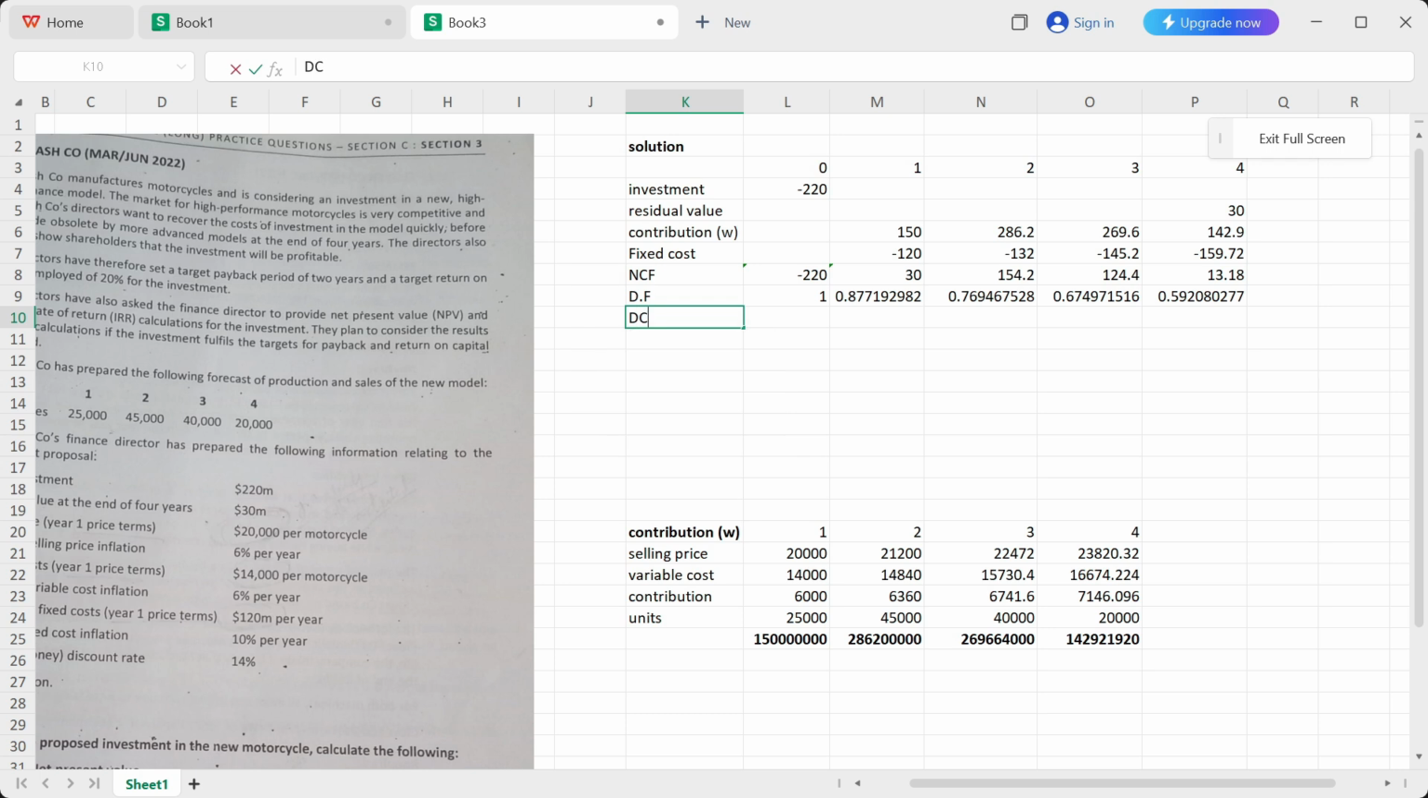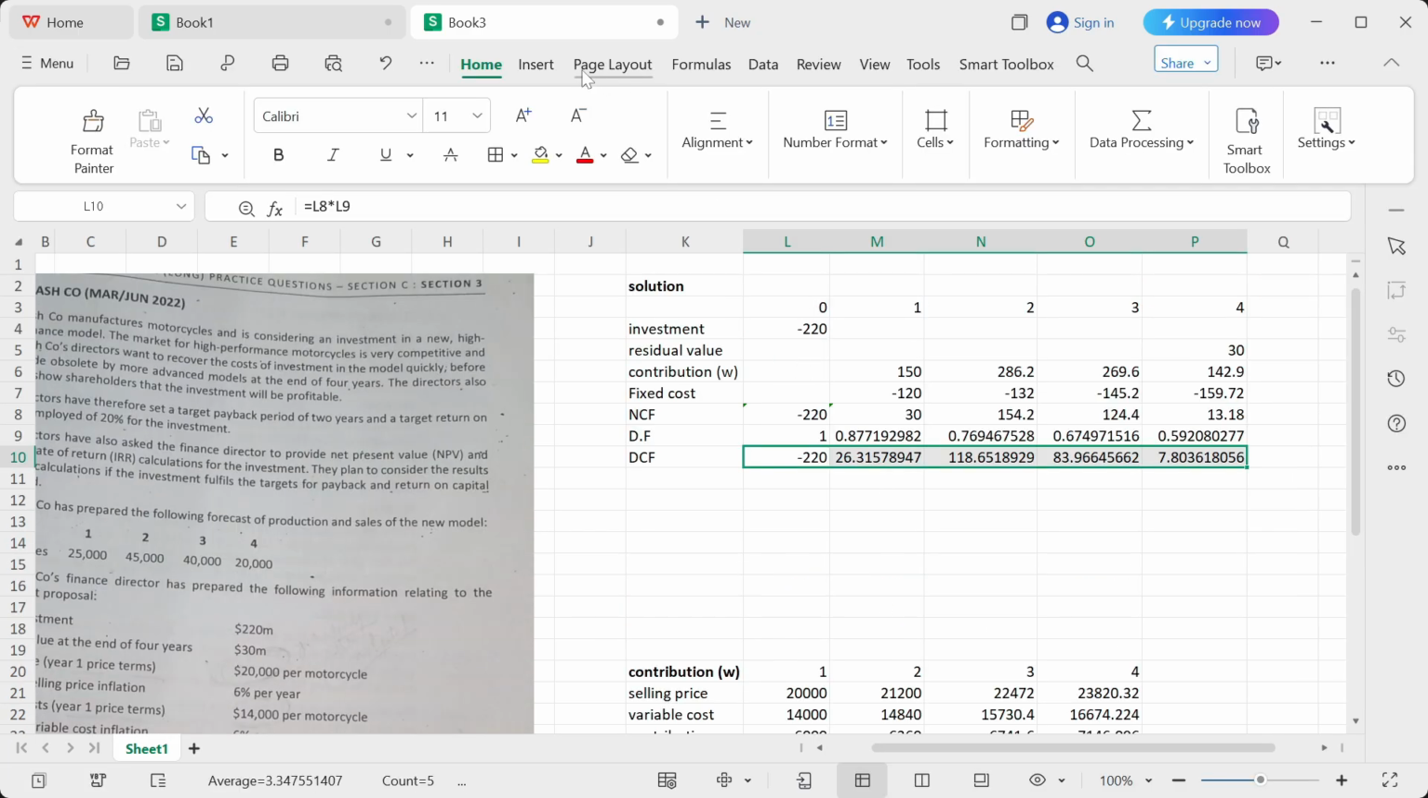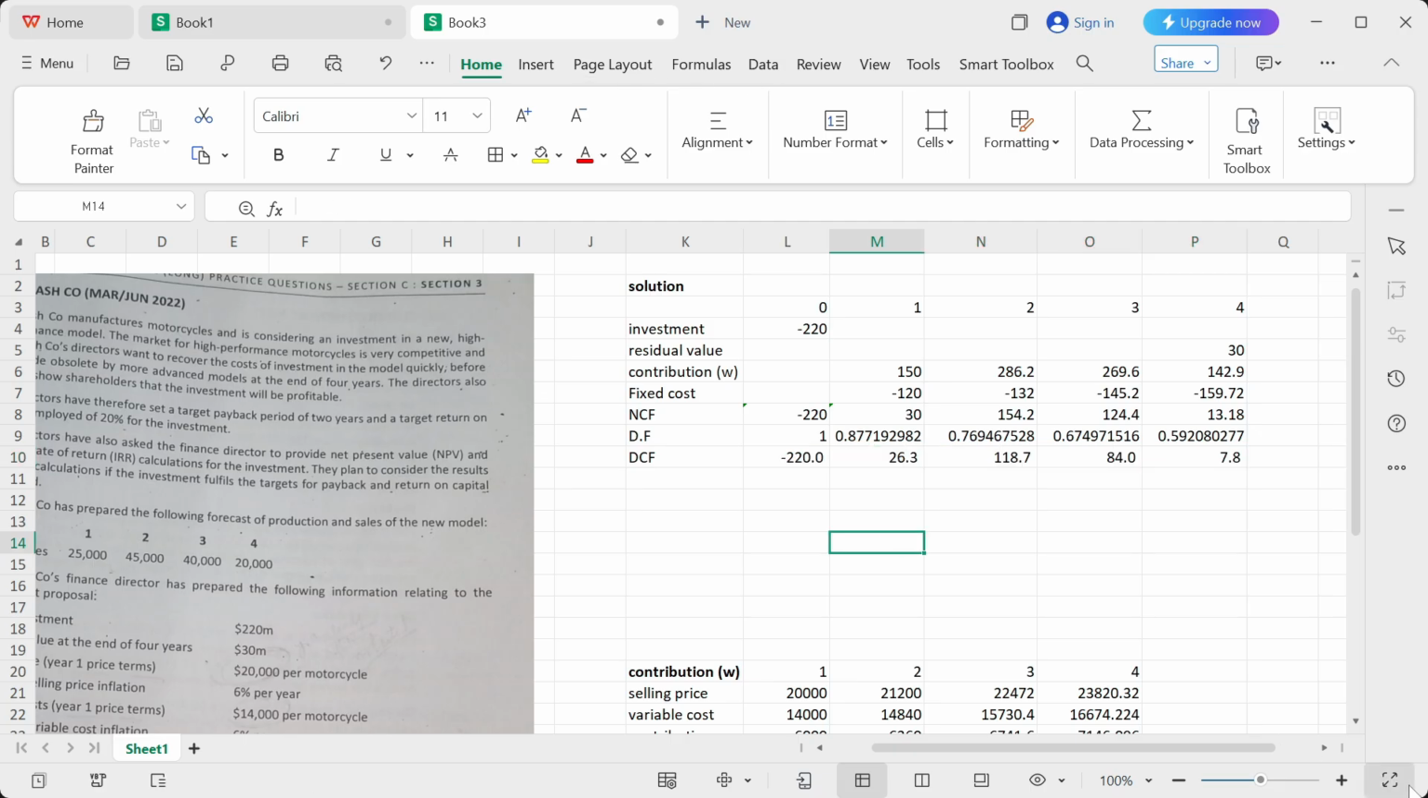Okay. So for that, all I have to do is to just multiply the net cash flows with their discount factors. I'm just going to multiply the first one and then I'm going to press Control C, select all the remaining cells and Control V, and in that way I will have my discounted cash flow for all the remaining cells, right? Okay, now we just need to do a little bit of formatting, right? So, all right, there you go. Let's do full screen again.